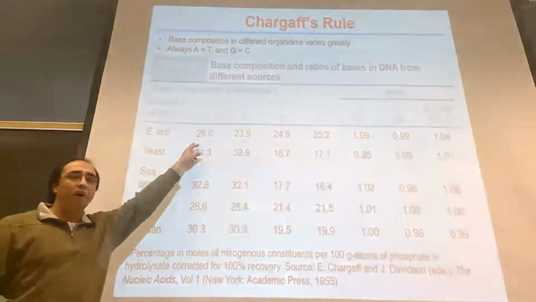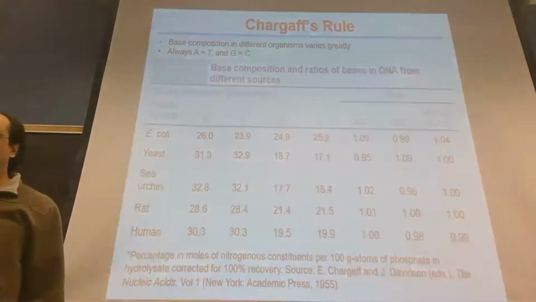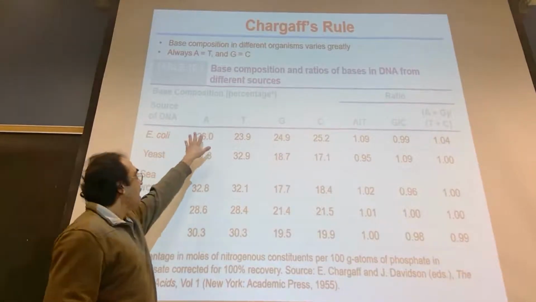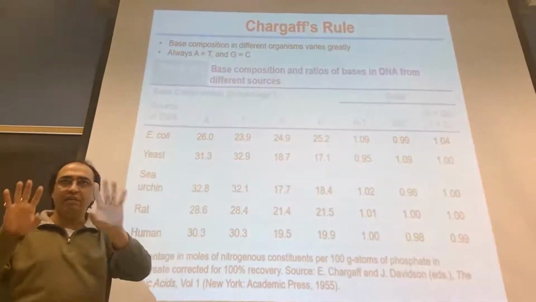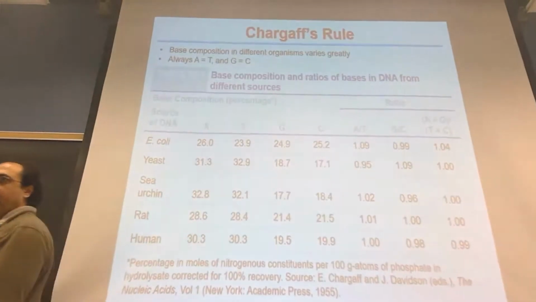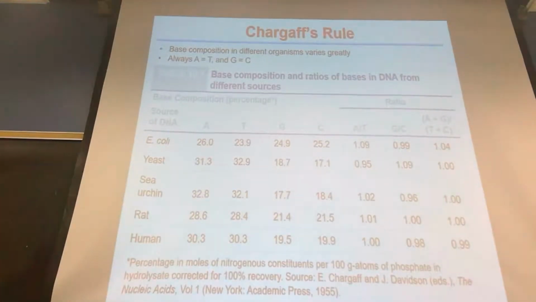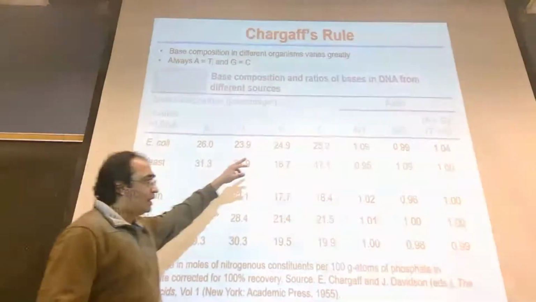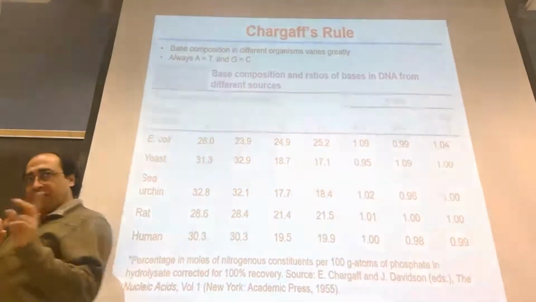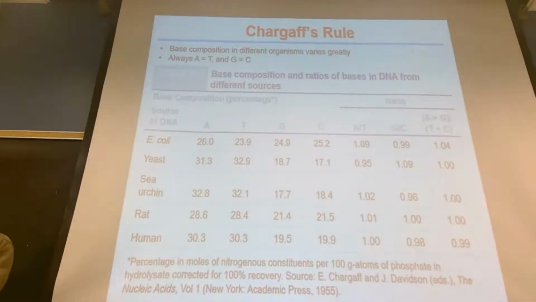He just found out the total amount of adenine and total amount of thymine in each and every species. He found that adenine and thymine are more or less similar, and cytosine and guanine are more or less similar. At that time we didn't know about the structure of DNA. In each and every species, that number varies a little. The amount of AT and the amount of GC is different.